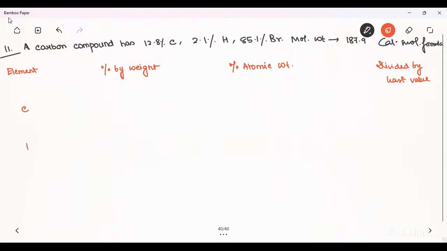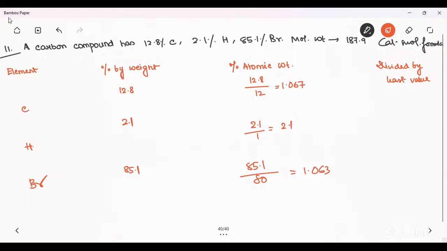Carbon, hydrogen, bromine. So carbon is 12.8, hydrogen is 2.1, bromine is 85.1. So it's 12.8 by 12, which will come as 1.067. It will be 2.1 by 1, it's 2.1. And here it's 85.1 divided by 80, it's 1.063, which is the least value.